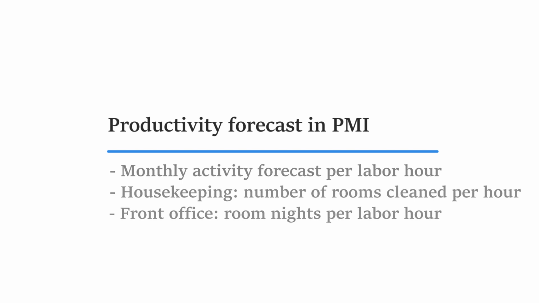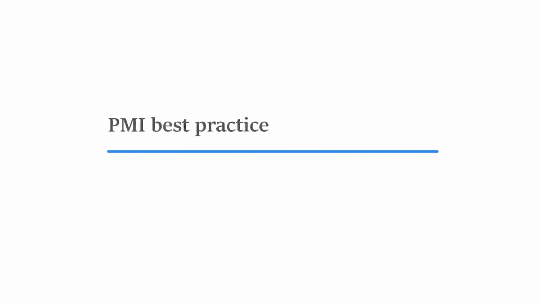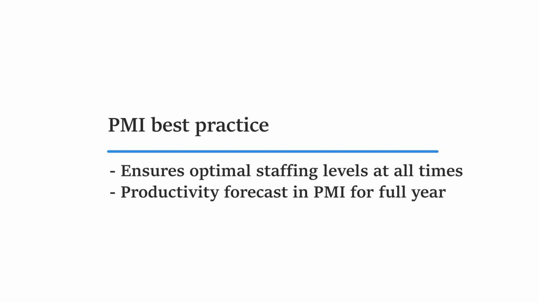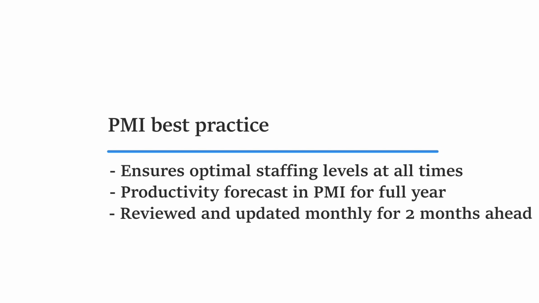Once the productivity forecast is set, your hours smart forecast will be updated in the cockpit by dividing the cost driver forecast by the productivity. A realistic productivity forecast will help ensure the correct amount of staff are scheduled at the right times for your department. It is PMI best practice to have a productivity forecast in place for the full year ahead, and each month this should be reviewed and, if needed, adjusted for the coming months.